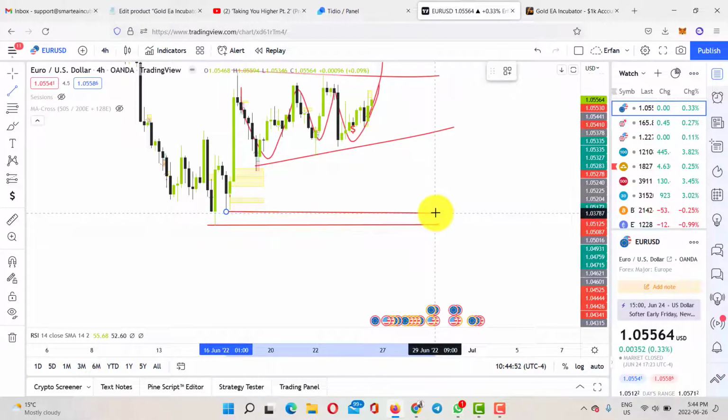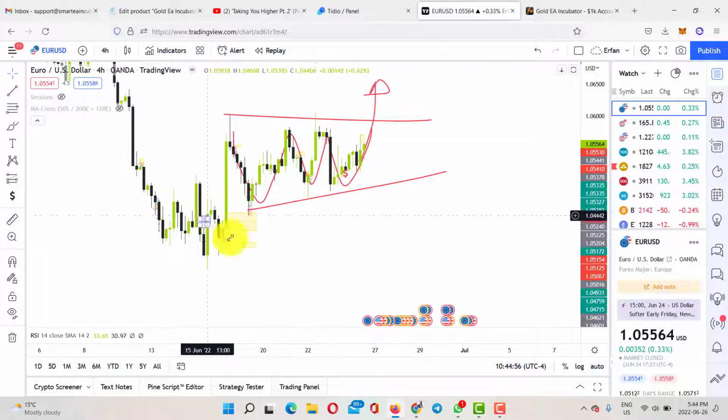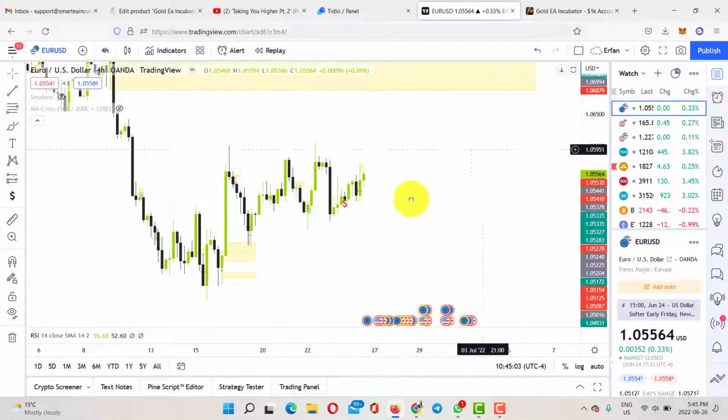These are our major support levels here, as you can see here and here. These major support levels carry a lot of liquidity, a lot of stop losses. So that's why I'm saying it's very, very important to take it into consideration. So this is for GBPUSD.